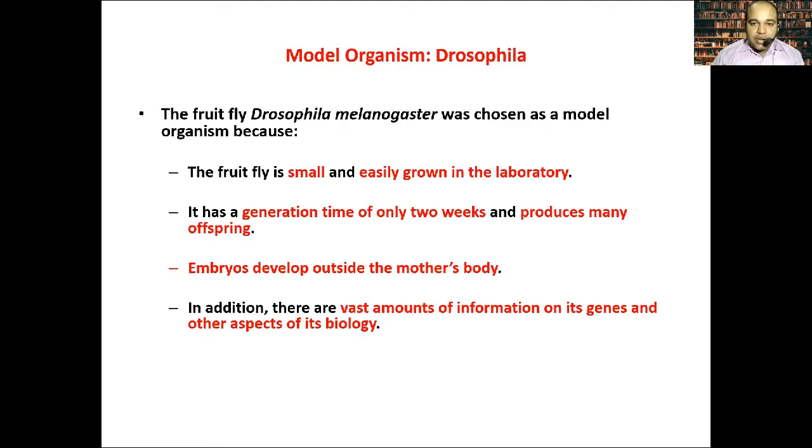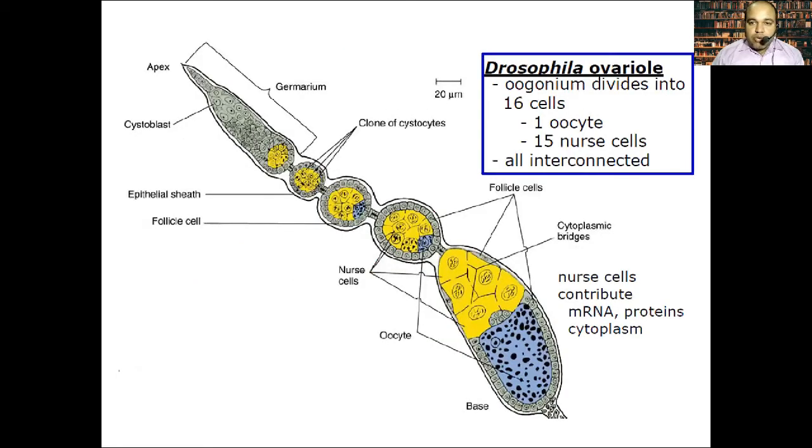What have been its contributions, why is it being used? In the Drosophila ovariole, the oogonium divides into 16 cells. One is referred to as an oocyte, and there are 15 nurse cells, and all these cells are interconnected with each other.